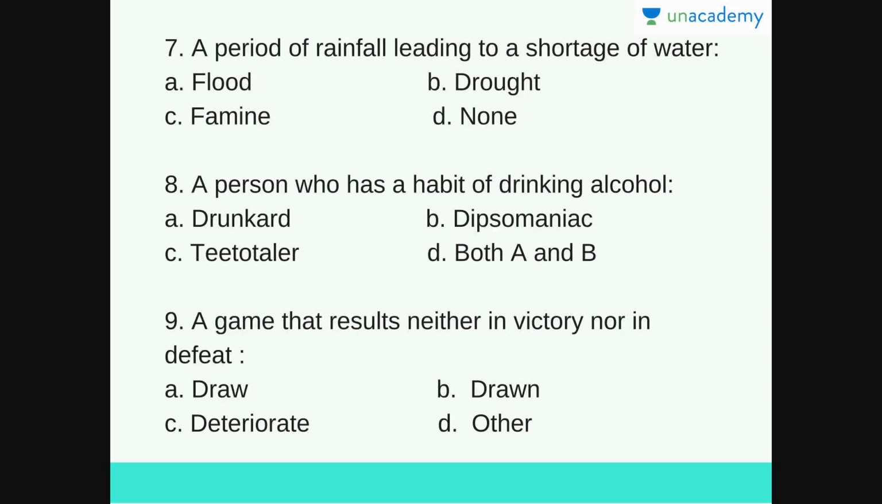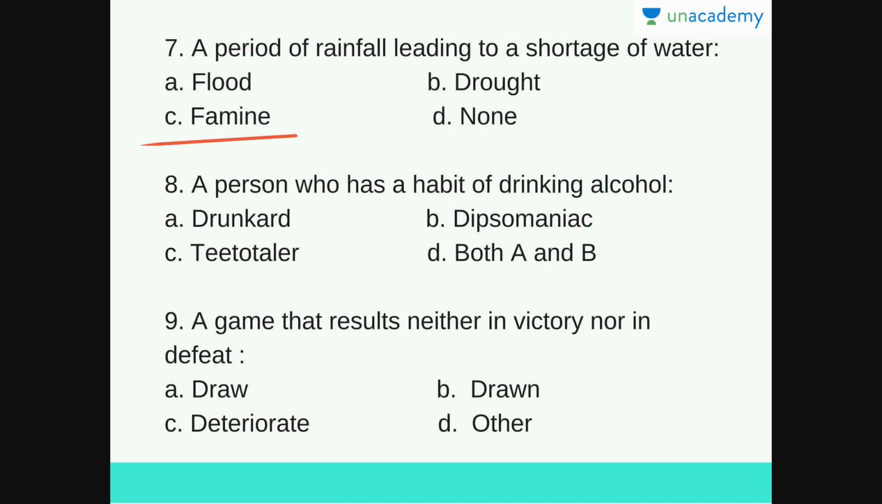Next question is a period of rainfall leading to a shortage of water. So I'm sure you will get this. Flood, drought, famine, and none. So of course the answer would be B, drought, a period of rainfall leading to a shortage of water. Flood is when your rivers flood or your seas flood and there is excess of water in areas, right? Famine, on the other hand, is an extreme shortage of food, so that is famine.